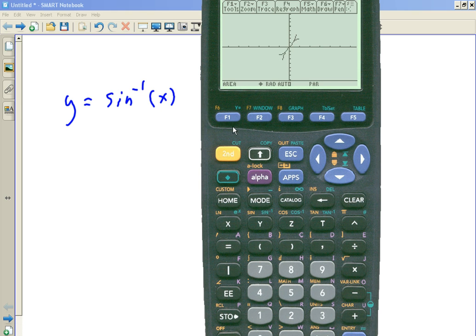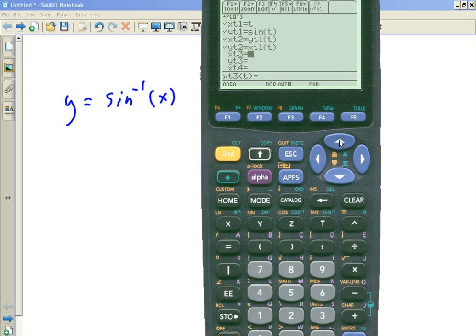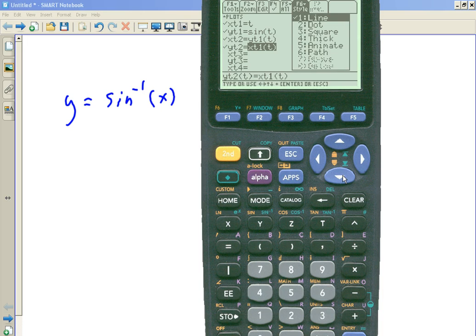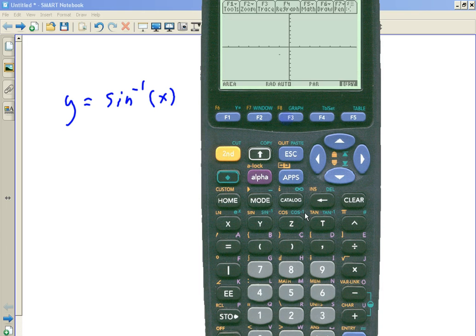It's hard to see which is which. I'm going to do this. Diamond F1 is F6. I'm going to change one of these to thick. How about the inverse? I'm going to make this a thick line so it's easy to see. What happened to my diamond F6 style, right? And let's make it thick. Make it stand out. Okay. Graph. So here's sine, and here's arcsine.